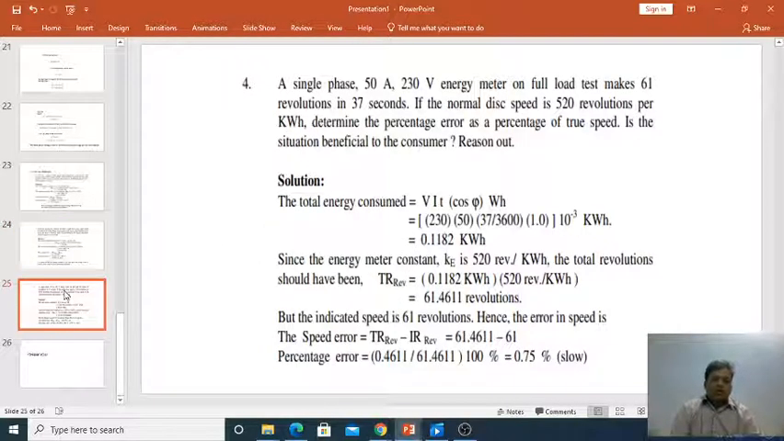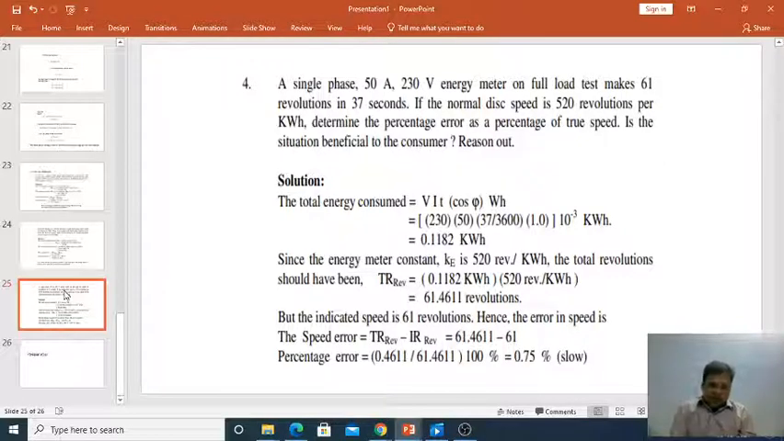Now see the other problem. A single phase 50 amperes 230 volts energy meter on full load test makes 61 revolutions in 37 seconds. If the normal disk speed is 520 revolutions per kilowatt hour, determine the percentage error as a percentage of true speed. Is the situation beneficial to the consumer? Reason out. The total energy consumed is equal to V into I into T into cos phi in watt hour. So 230 into 50 is the current, and 37 by 3600 is the time, into 1.0. Power factor is 1. So 10 power minus 3 kilowatt hour. It is equal to 0.1182 kilowatt hour.